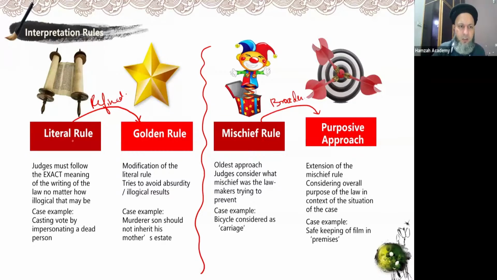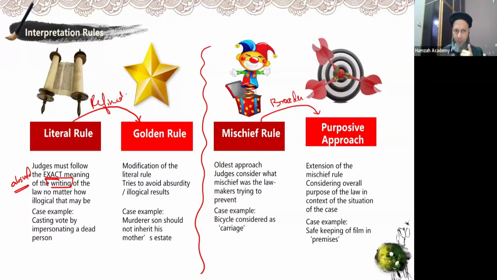So number one, the literal rule. As the name suggests, judges must follow the exact meaning of the writing of the law, no matter how illogical or absurd the interpretation may be. But sometimes, and we will study different cases, when the exact meaning is applied, the result is nonsense. The result is very illogical.